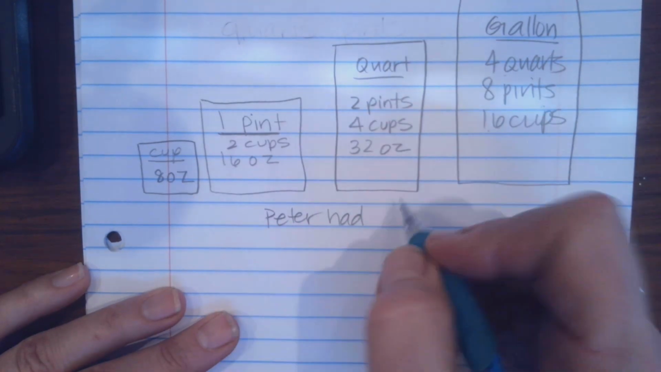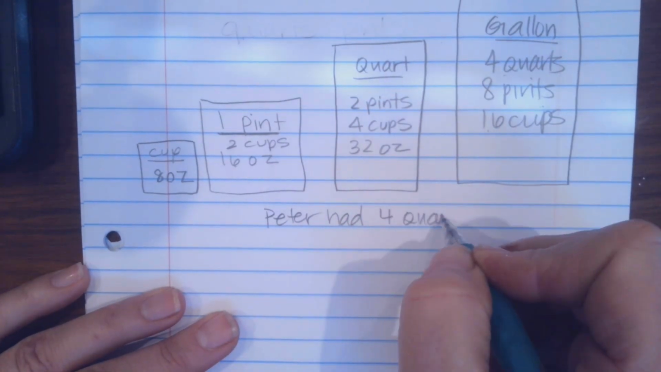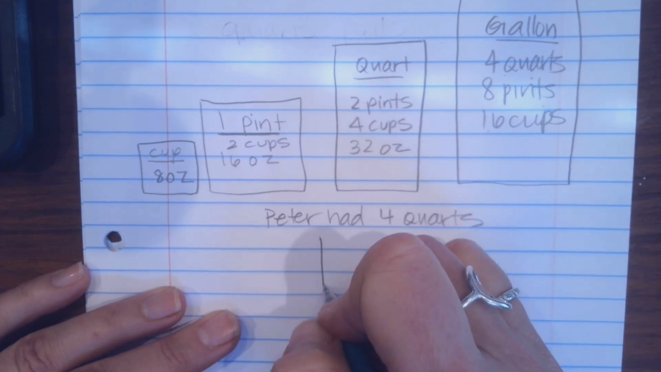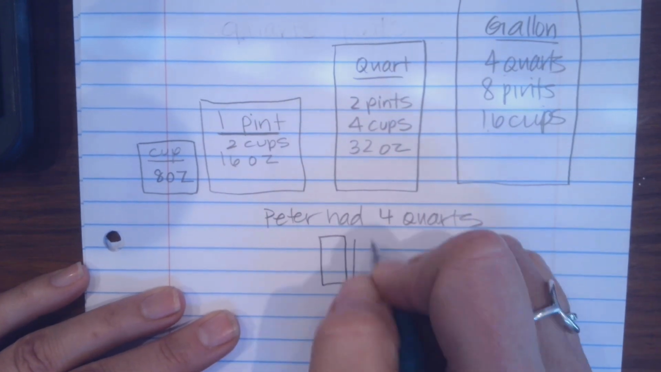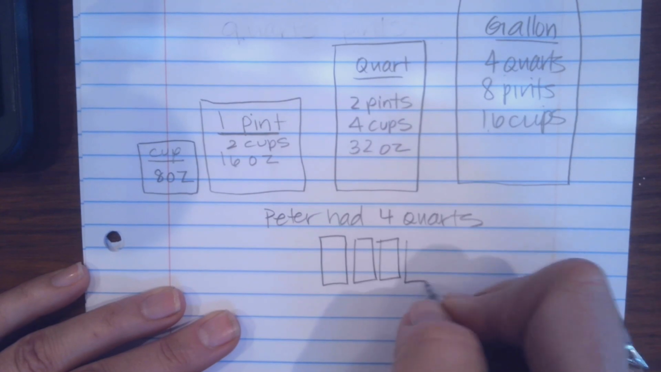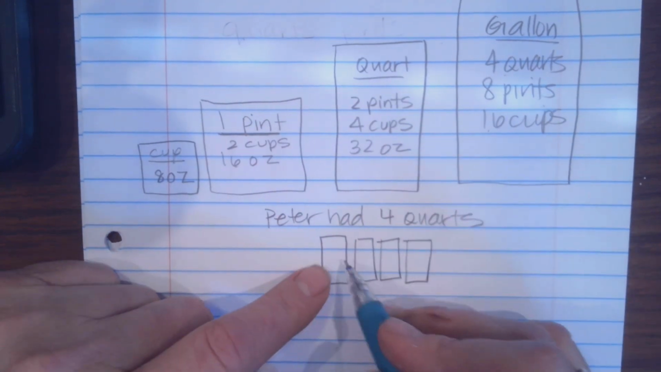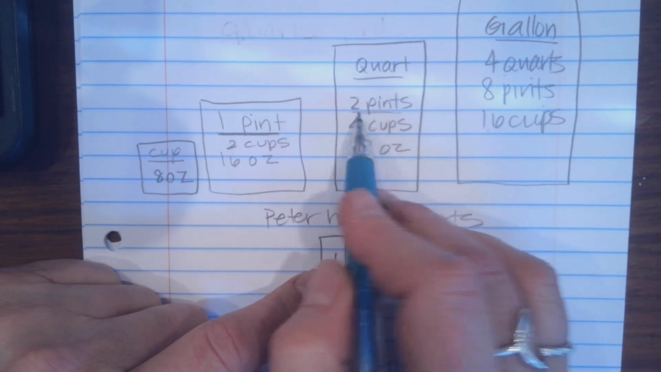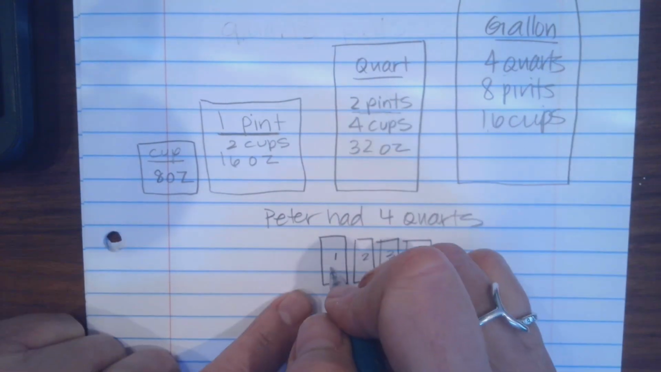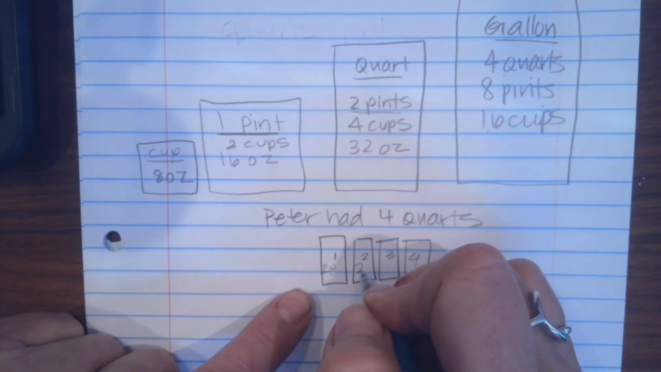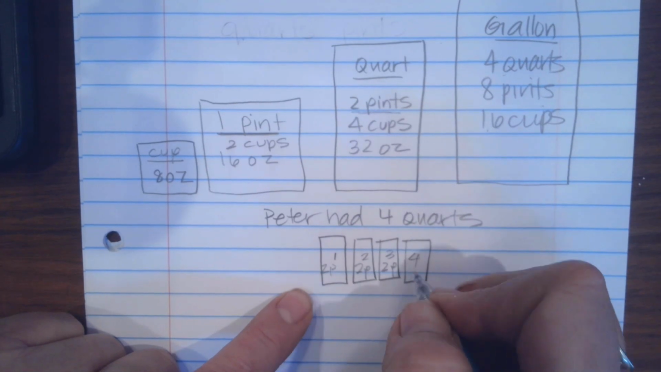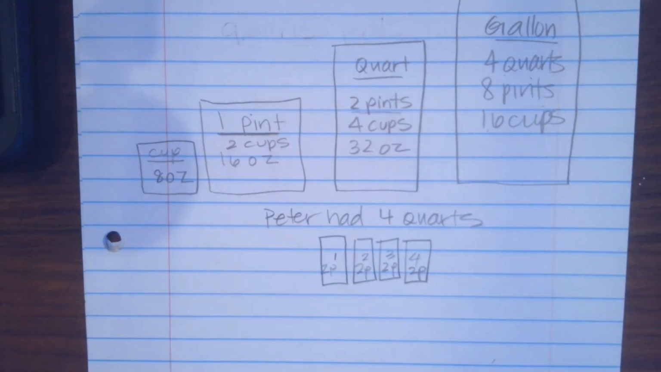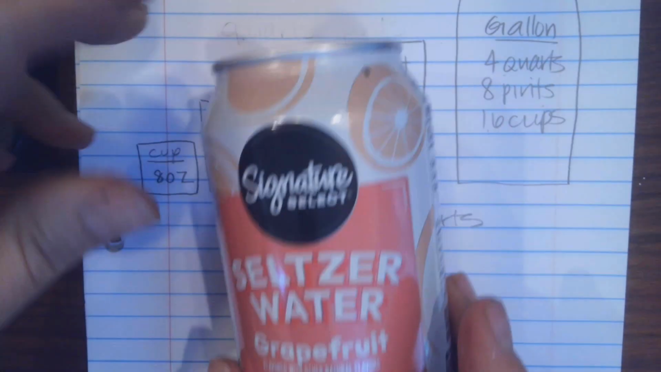4 quarts. Okay, so we know that means this size is our quarts, right? And so if I have 1, 2, 3, 4, and this says that 2 pints equals 1 quart, that means this is 2 pints, this is 2 pints, this is 2 pints, this is 2 pints. It's the same amount, but when you're talking about a quart, like suppose I have this seltzer water, right?